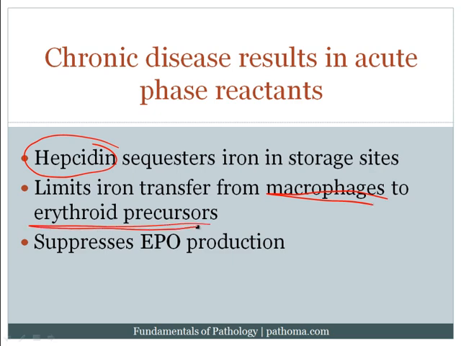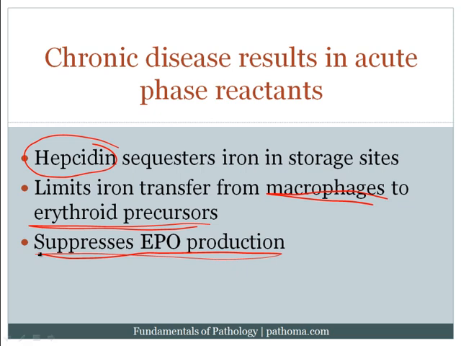And if the erythroid precursors don't have access to iron, they're going to have difficulty producing heme. And again, if heme is low, then hemoglobin will be low. And if hemoglobin is low, that's going to result in a microcytic anemia. So that's one consequence of hepcidin. The second consequence of hepcidin is that it can suppress erythropoietin production as well. And again, if you suppress erythropoietin production, that's going to decrease the drive on the bone marrow to actually produce more cells.